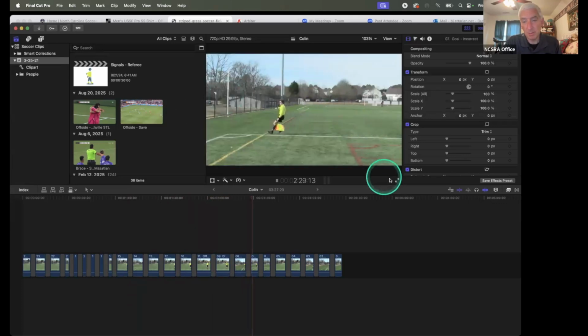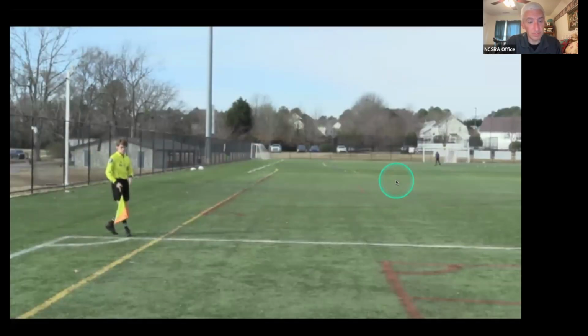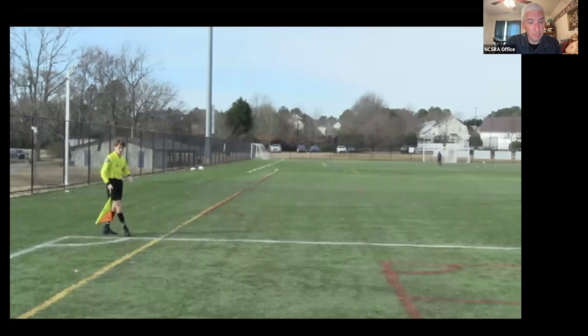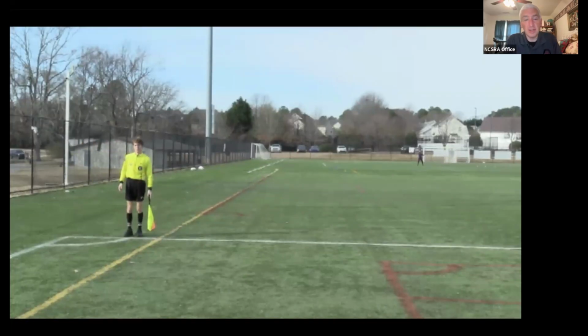What's he calling here? Believe it or not, we don't know, right? That's his lazy AR goal. We have no idea what he's calling there. He's just standing there. That's why it is so important to turn and jog upfield.